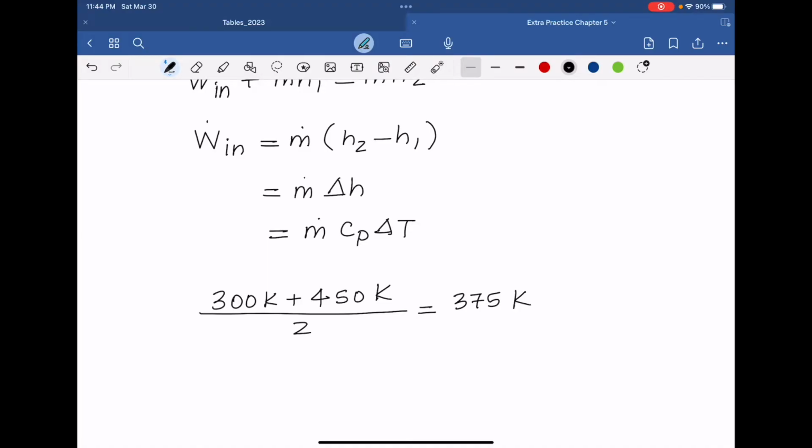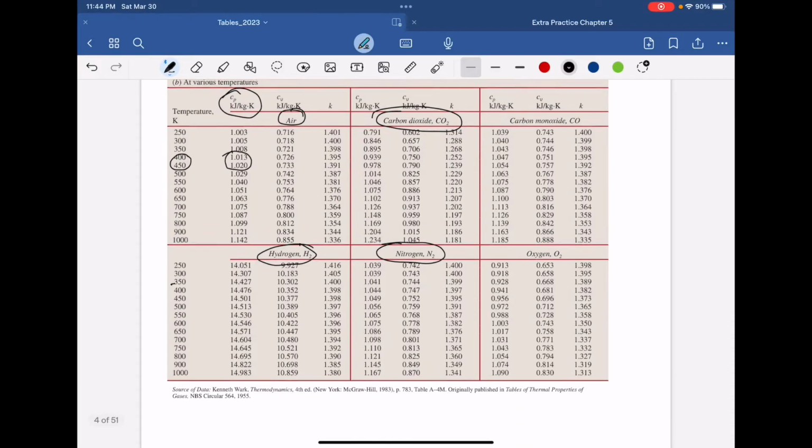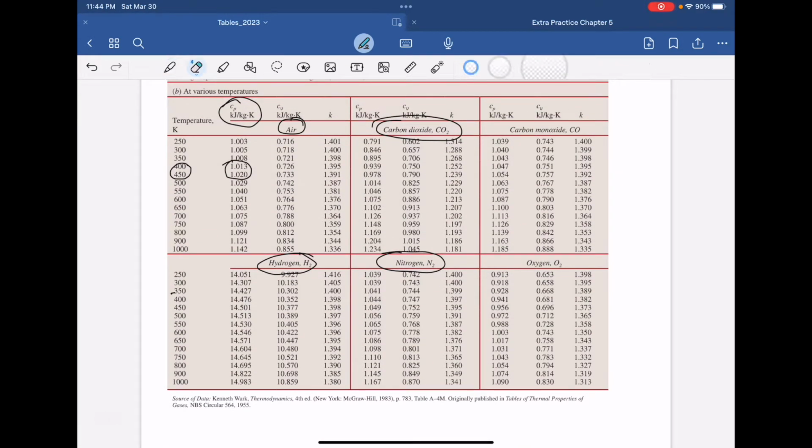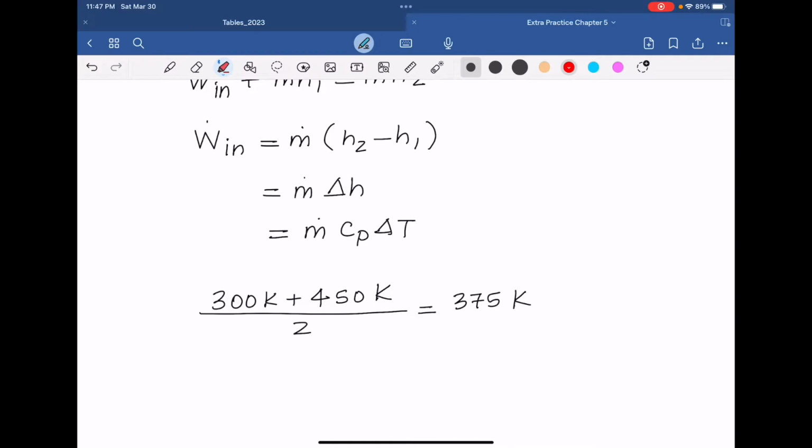Now for the average temperature, we're going to look at our table and read the corresponding specific heat. We need to find the right column, right? Where is it? Carbon dioxide. So here. Now we are looking for specific heat and our temperature was 375. So somewhere in between these two values, if we do interpolation, Cp for carbon dioxide is 0.851.